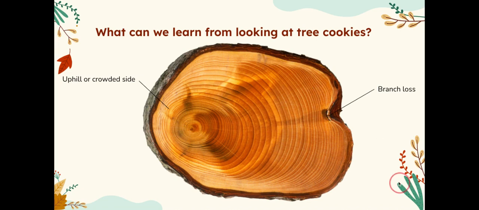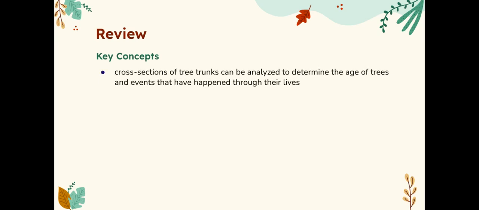Let's review what we've learned in this video. Cross sections of tree trunks, also called dendrodiscs or tree cookies, can be analyzed to help us determine the age of trees and important events that have happened through their lives.